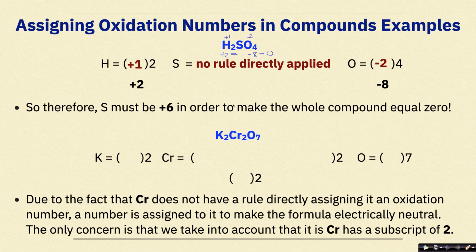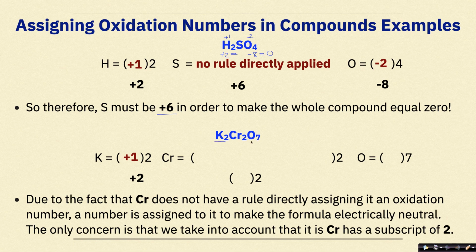Therefore, to make this electrically neutral, it has to be plus 6. So sulfur must be plus 6 in order to make the whole compound equal to 0. Let's look at another example. Potassium can only have a charge of plus 1. Plus 1 times 2 gives me plus 2.